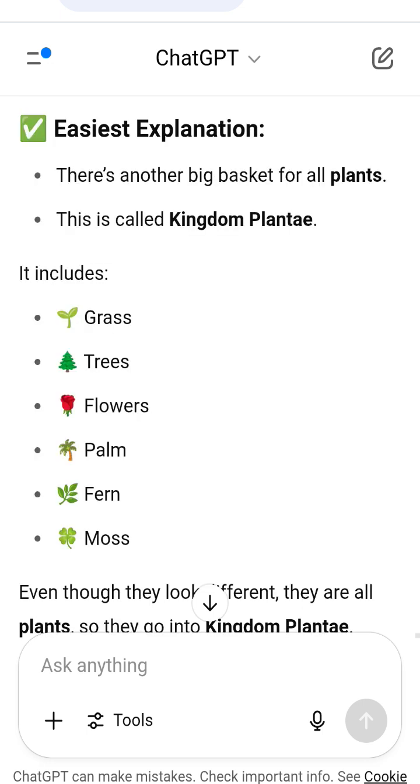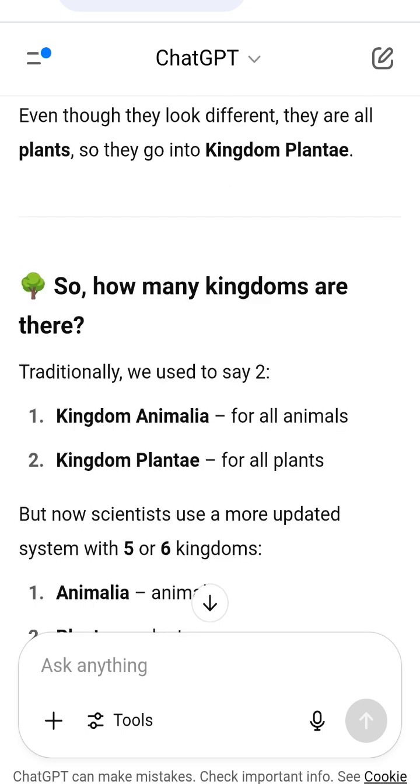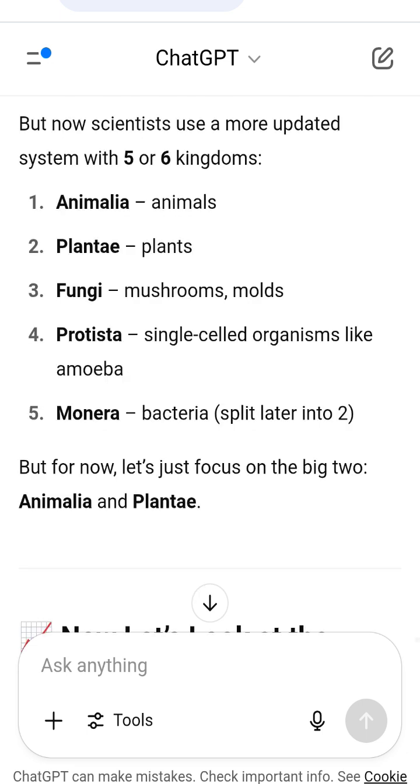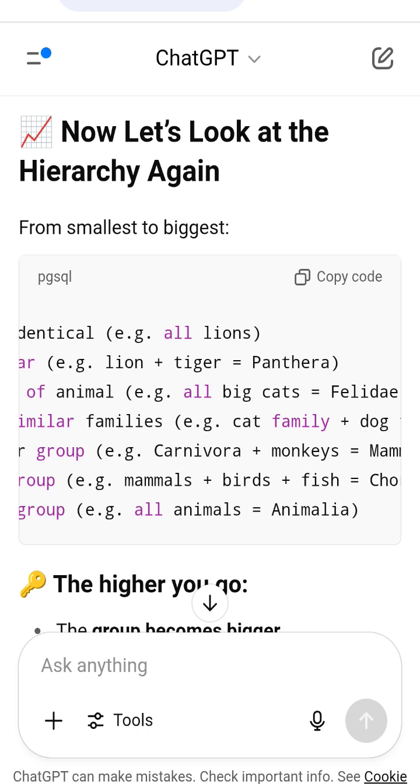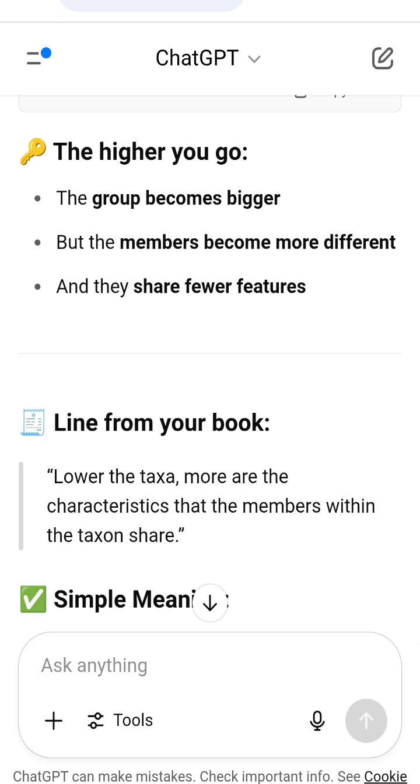Example: is a snail closer to a butterfly or a jellyfish? Hard to tell, but it's easy at the species level. Two tigers are definitely related. Line: Hence, the problem of classification becomes more complex. Simple meaning: that's why classification is not always easy. Scientists work hard to carefully study and group living things based on body structure, genes, DNA, behavior, evolution.